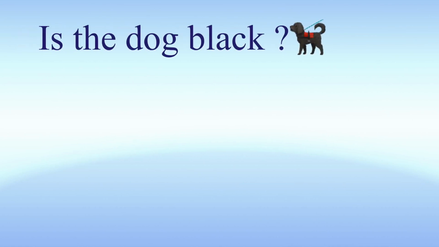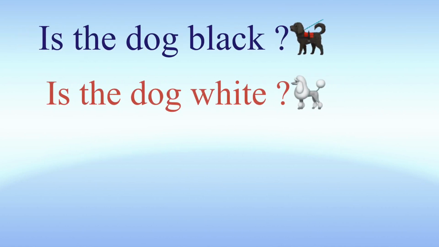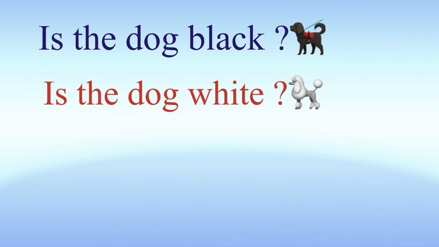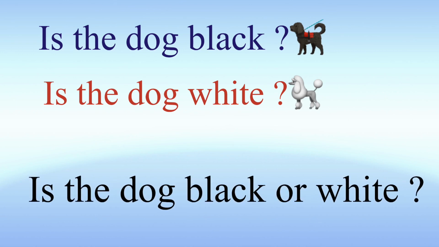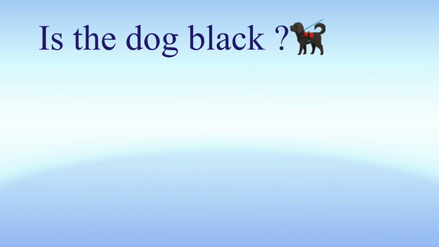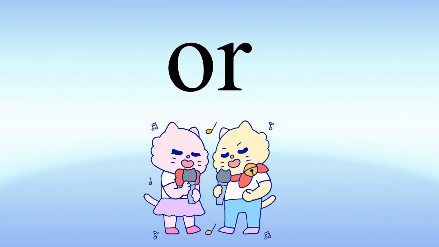Let's see the next example. Is the dog black? Is the dog white? When we join these two sentences with or conjunction, the sentence would be: Is the dog black or white? Now you learnt the use of or conjunction.